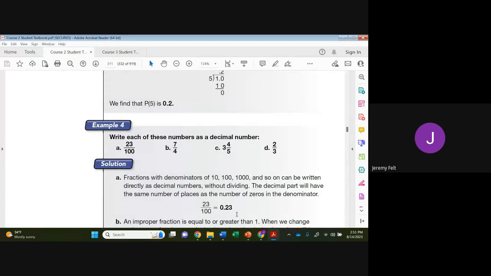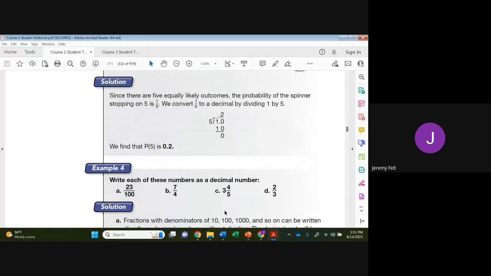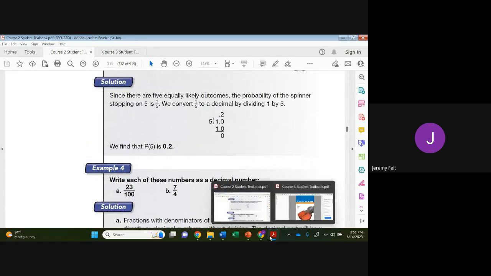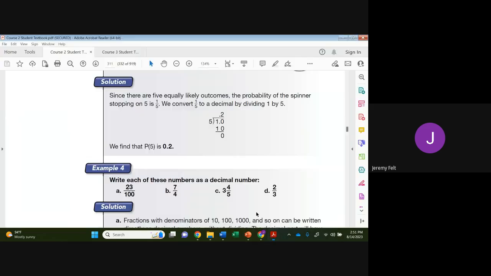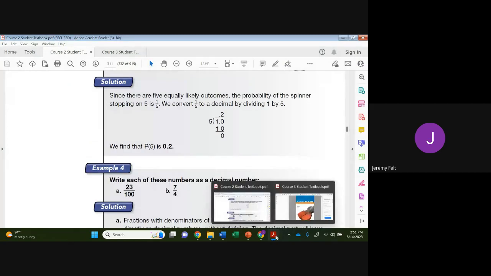Okay, so we'll write each of these as a decimal number. So 23 hundredths. Okay, that one would be pretty simple. 23 over 100. Well, 23 hundredths is 0.23. So when it's over 10, 100, 1,000, whatever, that makes it pretty easy because then you just have to figure out what your decimal point is. Next one was 7/4.